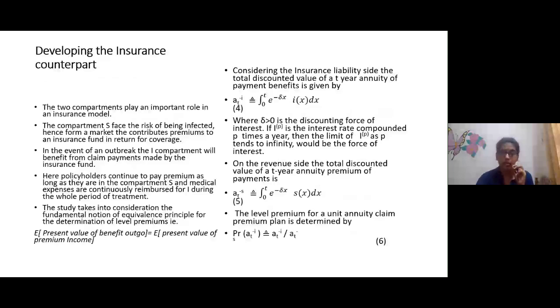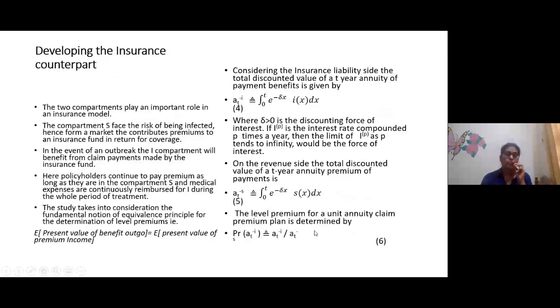From here, we can understand the insurance liability side and calculate it as the total discounted value of the 3-year annuity of payment benefit, and this is given by this formula. The revenue side can be calculated by this formula, which takes into account the amount of susceptible population, because they will be the ones paying the premium. And here we have the infected population, because they will be the ones receiving the benefit claims. And the level premium can be taken as a ratio of these 2.